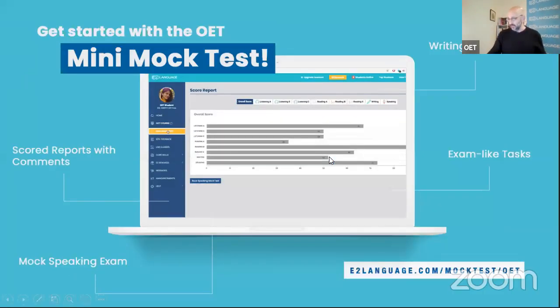The mini mock test is exactly as it sounds, done entirely online through the E2 language platform, and covers all of the skills required for the actual test. Different to the real OET, which is a paper-based test, this is done through the platform, it's done online, and it's, I think, a very good window into your capabilities when it comes to the OET. So think about doing a mini mock test as well. I think you will get a great deal out of that too. It leaves you feeling more prepared, relaxed, and ready for the day.